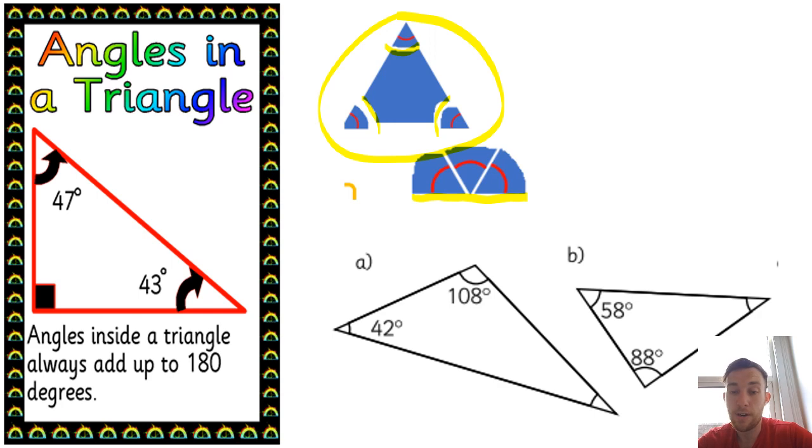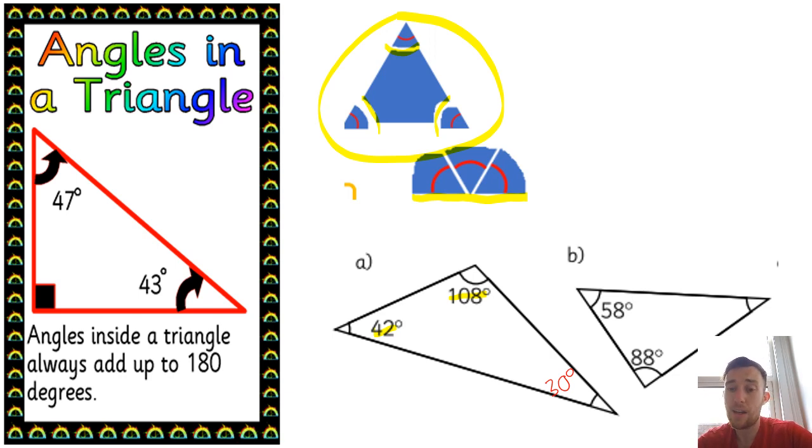So looking at our examples here, we've got 108 degrees and 42. If we add those together, that would get us 150. So I'm going to try and do a little bit more mental calculation now. That gets 150, and then to get to 180, we would need 30 more degrees. So therefore our missing angle here is 30 degrees.